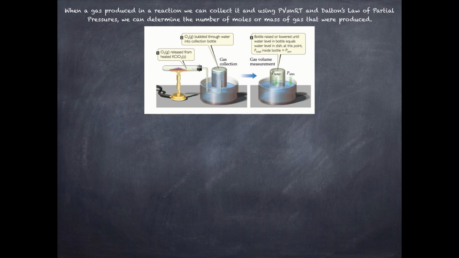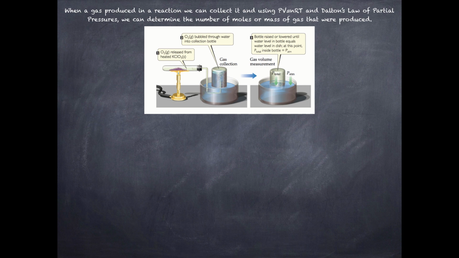All right? So why do we care about volume? We're wanting to figure out the number of moles or the mass of the gas. Well, if you know the volume of gas that's released or produced, if you know the pressure, and you know the temperature at which this is happening, you can use your ideal gas law in order to determine the number of moles or the number of grams of your gas that are produced.